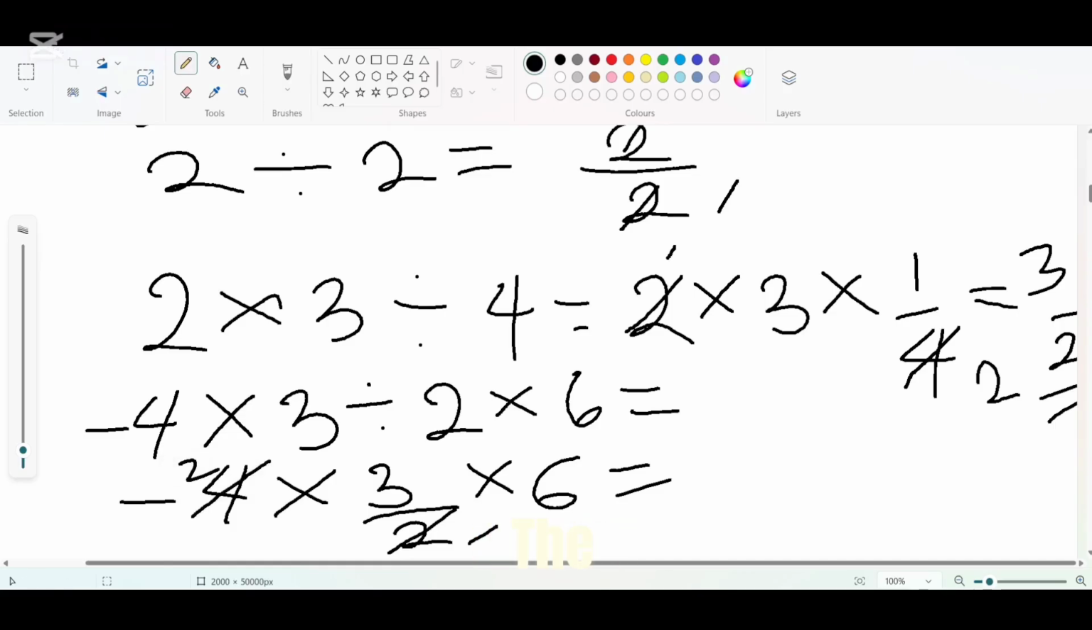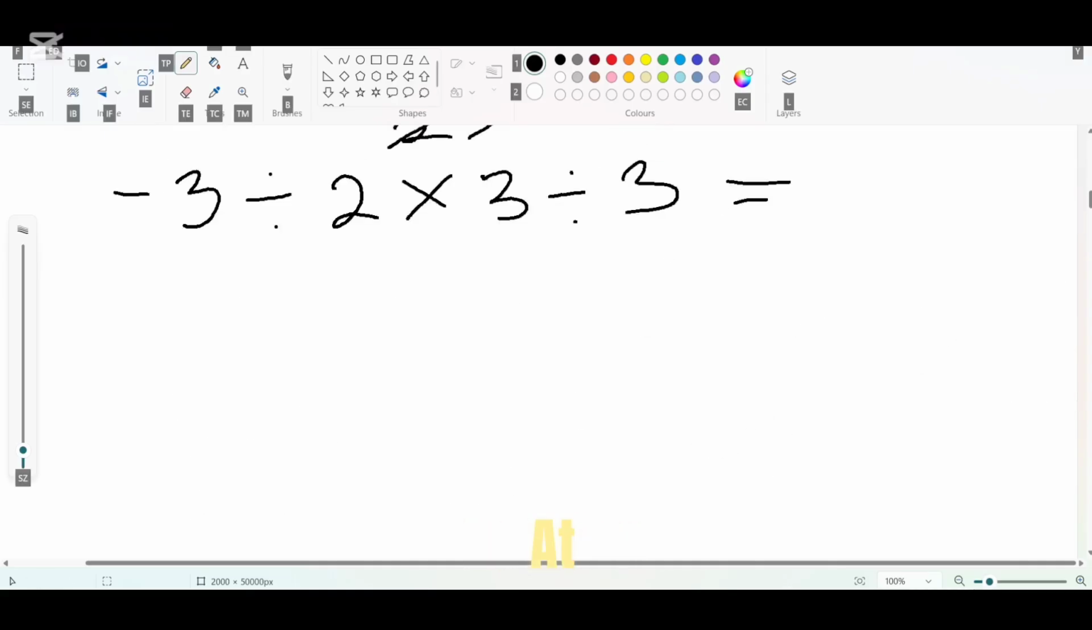So what we are going to be left with is going to be minus 2 times 3 times 6. Minus 2 times 3, that is 6. Minus 6, right? Minus 6 times 6, that's minus 36. Okay, so here, looking at this, what's going to be the answer to this?